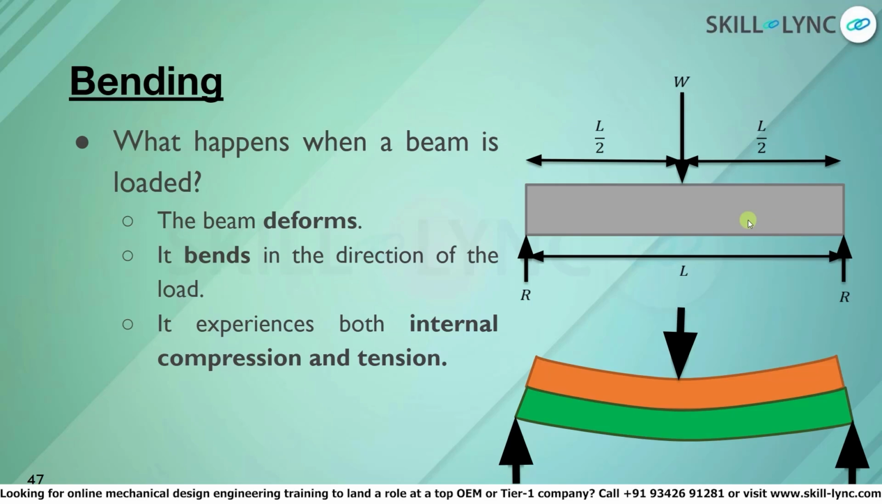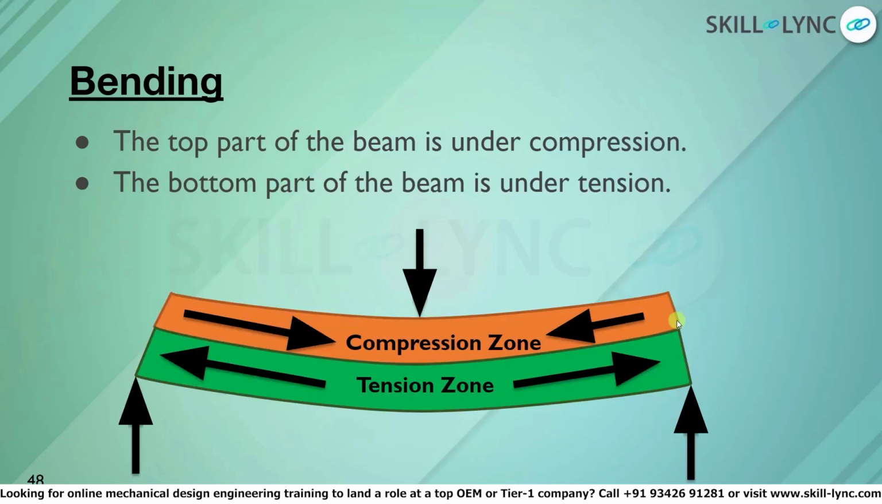Let us look at what happens when a beam is loaded. Here we have a simply supported beam on which there is a point load acting at the midpoint, that is L by 2. L by 2 is half of the span of this beam. The top part of the beam is under compression while the bottom part of the beam is under tension. This is because the top part of the beam is getting compressed or reduced in length while the bottom part of the beam is in extension or elongation.